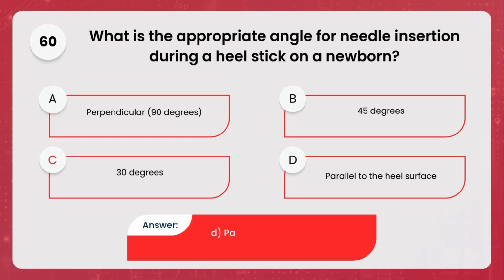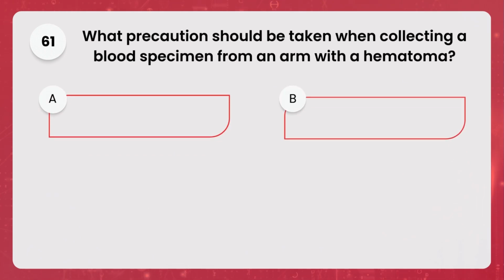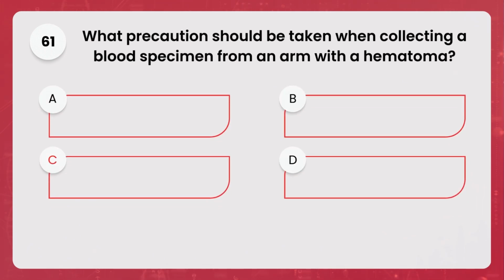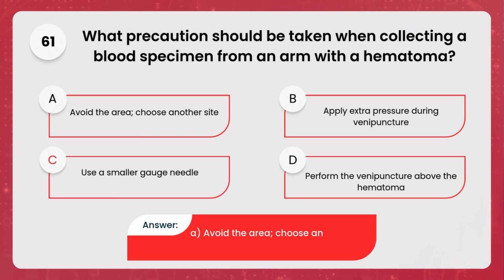The answer is D, parallel to the heel surface. Number 61. What precautions should be taken when collecting a blood specimen from an arm with a hematoma? A, avoid the area, choose another site. B, apply extra pressure during venipuncture. C, use a smaller gauge needle. Or D, perform the venipuncture above the hematoma. The answer is A, avoid the area, choose another site.